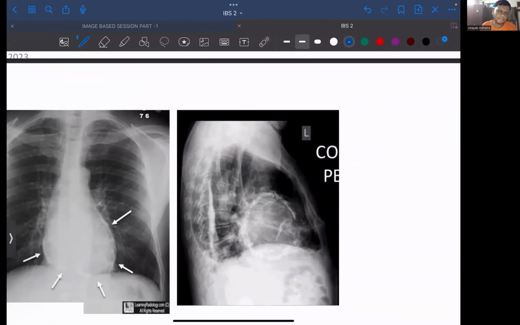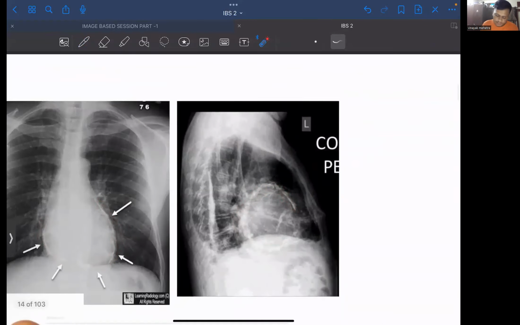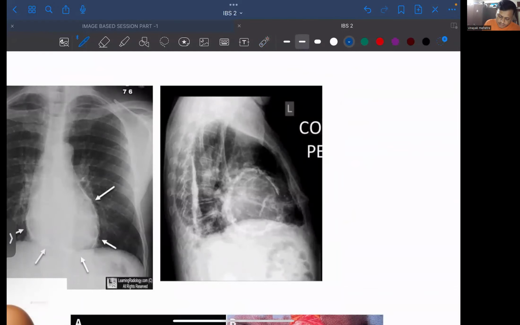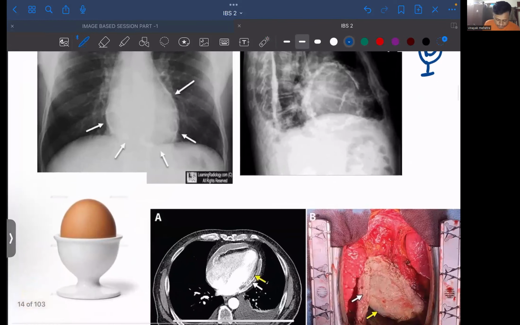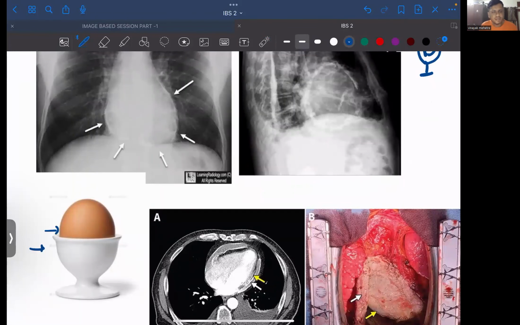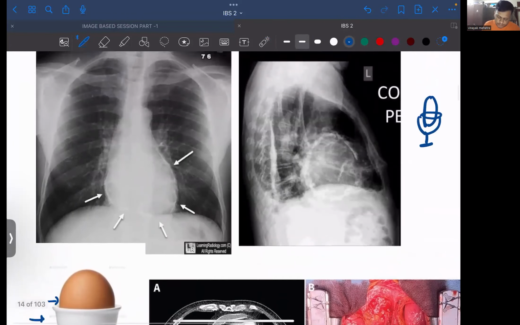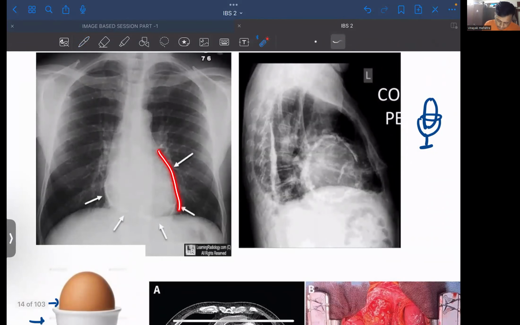What is this? You all came from abroad. You would have seen a foreigner eating egg in a cup, right? They eat it for breakfast, right? Like this, they will tear it from here. Same we are going to see in X-ray. And our egg is the heart.